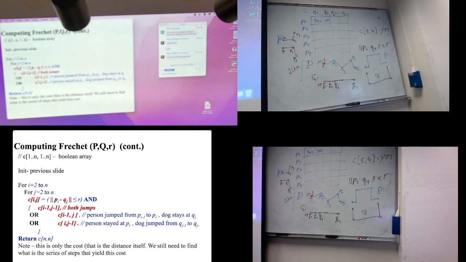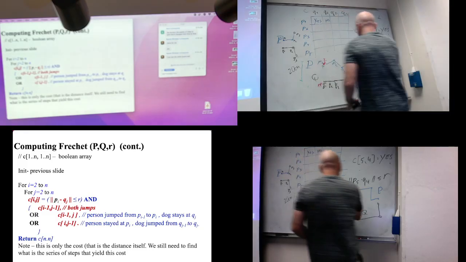So my first check is whether Pi minus Qj is smaller than R. And even if no, then I'll write Cij is false. If the answer is yes, then as you know from C and Java, when you have a Boolean condition, once you have a false, you don't even check the next condition. But if you have a positive answer, then you move to check the next condition. So what is the next condition?